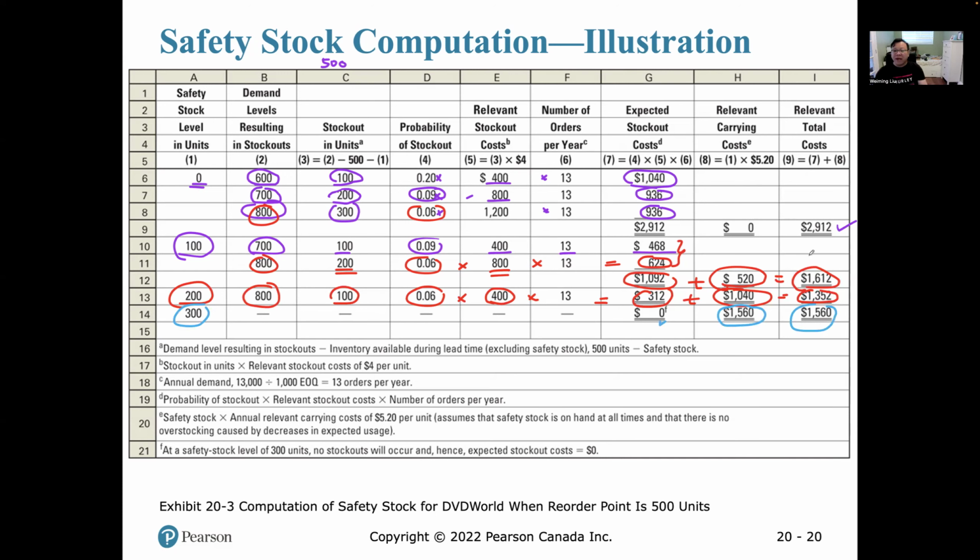So you can see, right? When you compare these numbers, this number is the lowest, right? This number is the lowest. So when you carry 200 safety stock level, that seems to be optimal.